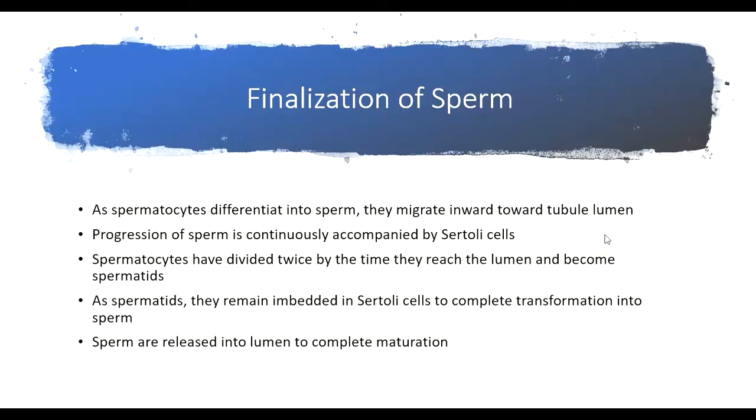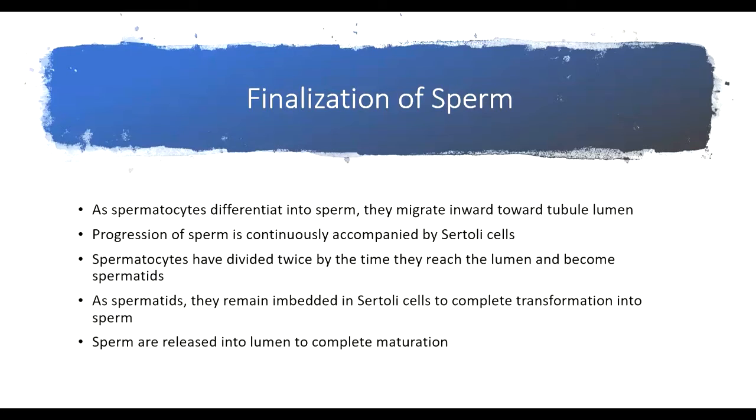For the finalization part of it, as the spermatids differentiate into sperm, they move inward towards the tubule lumen, continuously surrounded by their Sertoli cells. Throughout the entire process, they need to be provided this nourishment. By the time the spermatocytes reach the lumen, they have divided twice and become spermatids, and remain embedded in the Sertoli cells to complete transformation into sperm. Again, this reiterates how important these Sertoli cells are as they surround these spermatids throughout the process to make sure they're well nourished. If not, they would very likely die off.